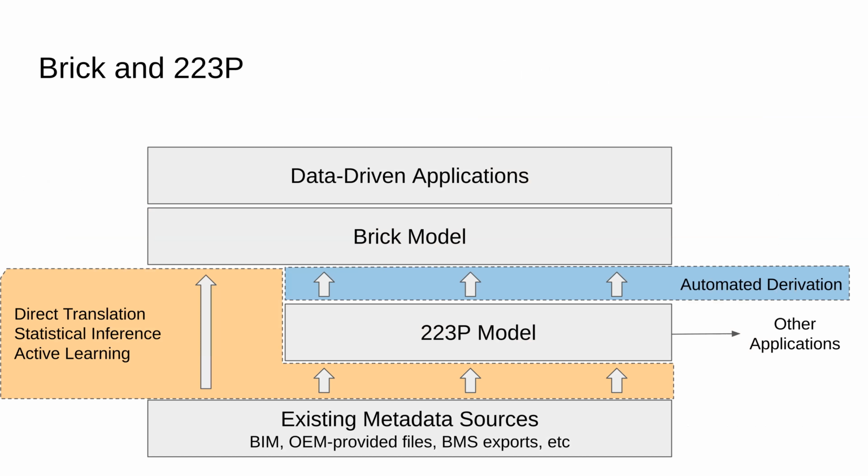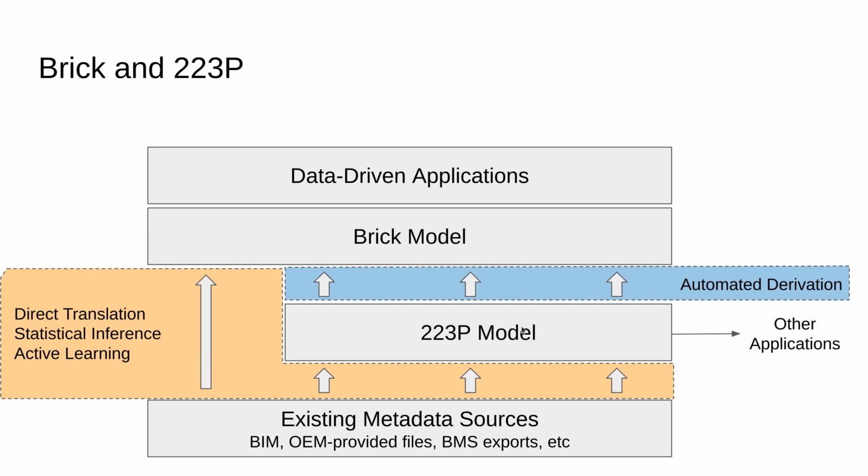And to speak of how they would fit together, I apologize for the crude diagram. I was trying to figure out a good way to visualize this, and I couldn't think of one, so I just did the most straightforward thing I could muster. At the bottom, you have your existing metadata sources: the BMS labels, your BIM, the OEM provided files, human annotations, whatever. Through direct translation or statistical inference or active learning processes from those existing sources, you could produce a 223P model or even a Brick model directly.